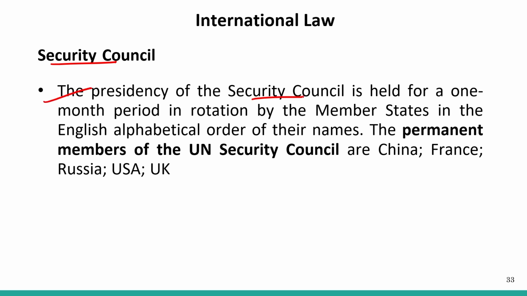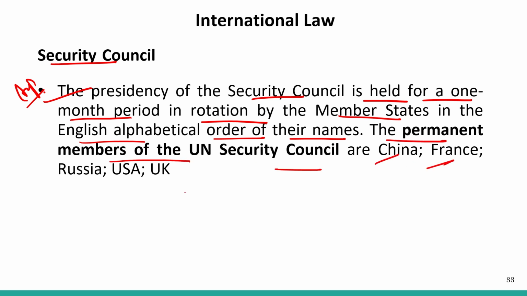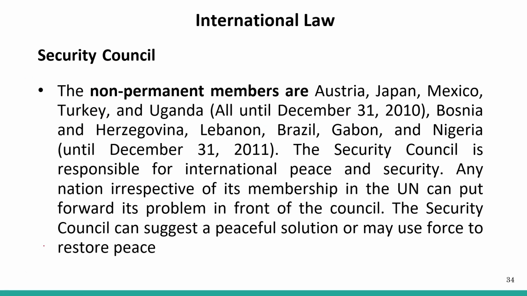The presidency of the Security Council is held for a 1 month period in rotation by the member states in the alphabetical order of their names. It is important for you to know who is going to have the presidency. The permanent members of the United Nations are China, France, Russia, USA, and UK. Another point. The non-permanent members are Austria, Japan, Mexico, Turkey, and Uganda, all until now.